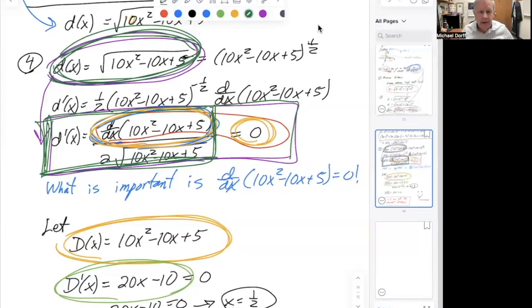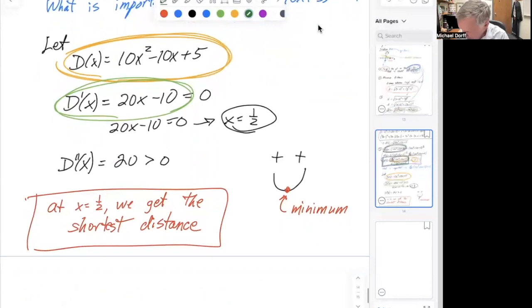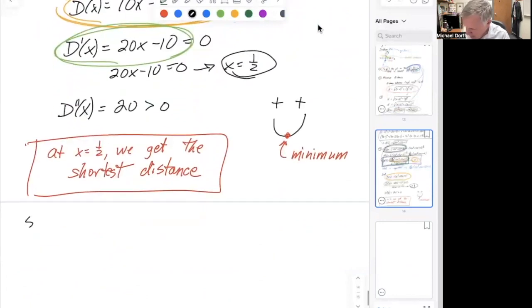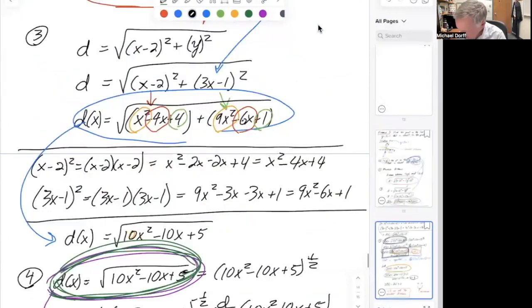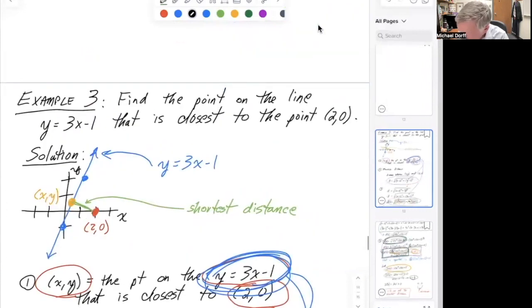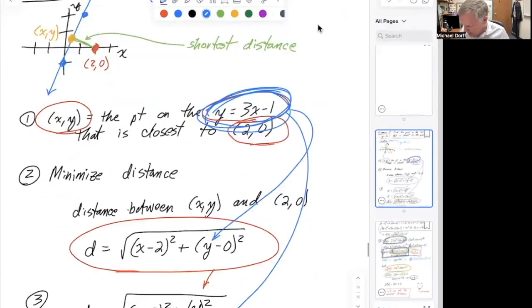Why make it complicated when we don't have to worry about it? So that's why we use the capital D there. All right, so we've now done part 4. We are left with doing part 5, and that is answering our question. And the question, again, going to the original problem here, I'm going to mark it in blue, is find the point on the line y equals 3x minus 1 that's closest to the point (2, 0).